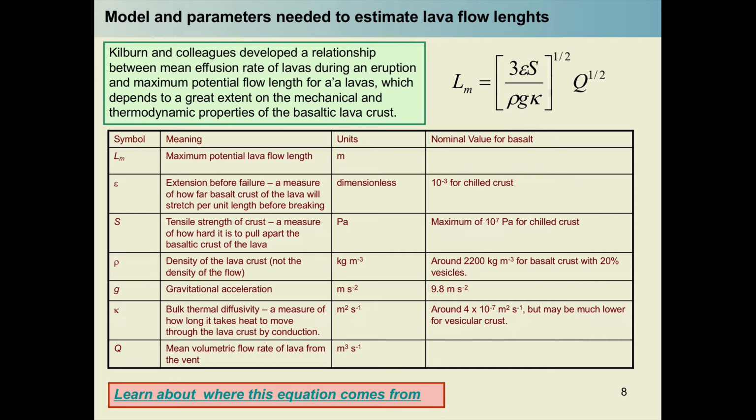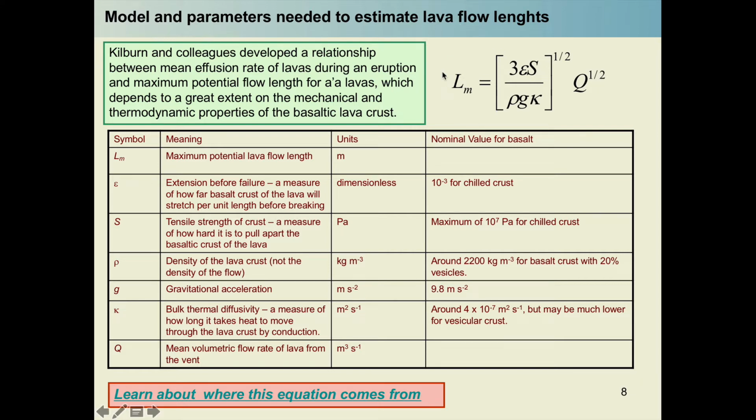All right, so this slide is giving you the parameters that you need to estimate lava flow lengths, and it's also giving you the Kilburn equation. So this equation here, the maximum lava flow length is equal to the square root of 3 times epsilon times big S divided by rho g kappa times q to the 1/2. So what does all this mean?